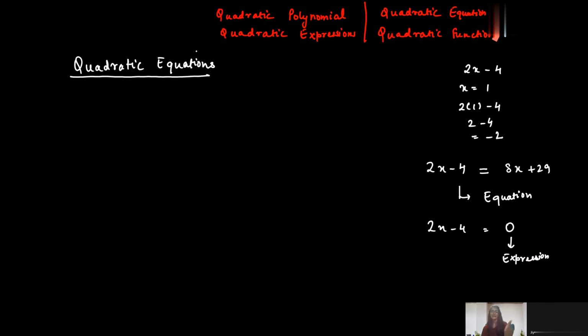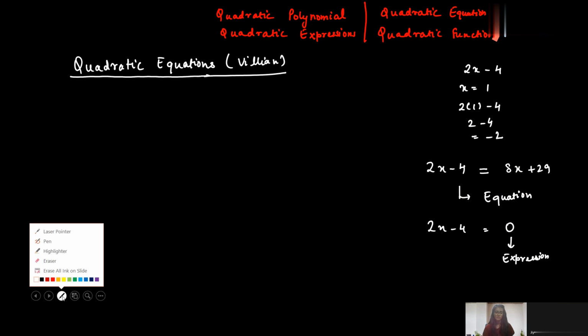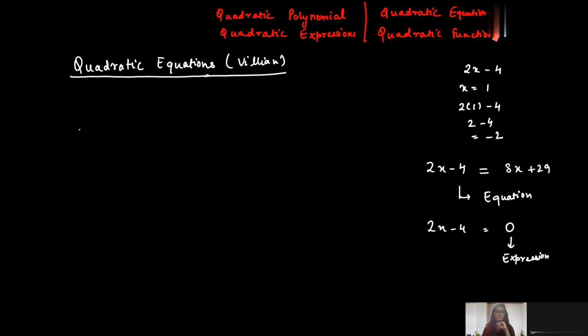Now that we are clear with the difference between expressions and equations, let's start with quadratic equations. Let's say that this quadratic equation turns out to be the villain of our story, and we want to defeat it. The only way to defeat it is by finding out its solutions of a quadratic equation.